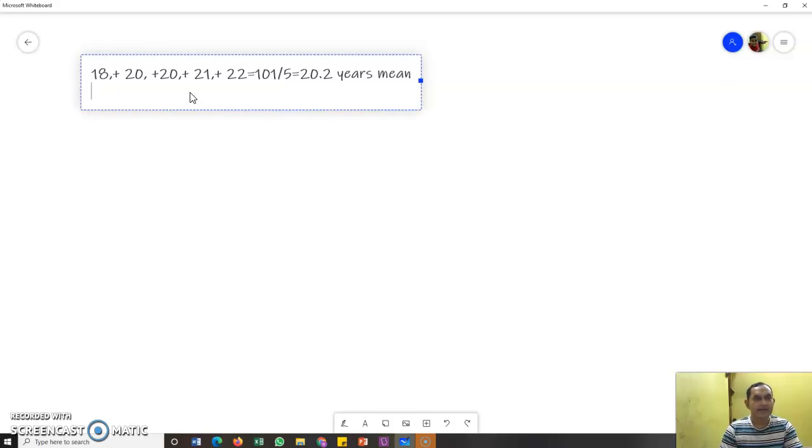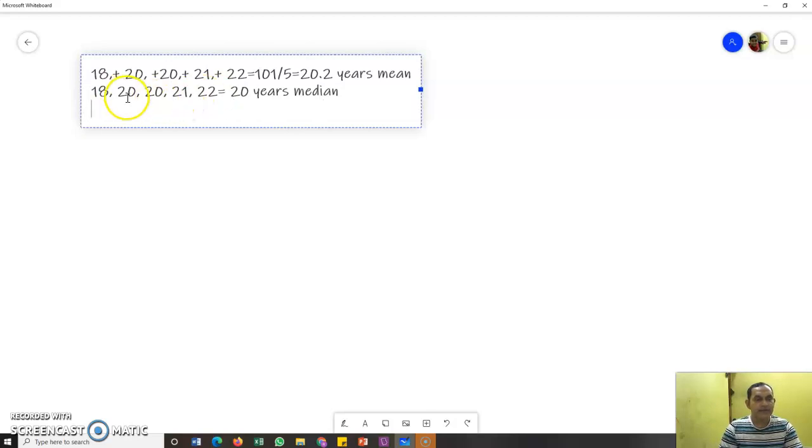So 20.2 years is the mean age of the 5 individuals. How do we find the median? Median is very simple. Median means the middle one. So we arrange it in ascending order. Here the middle figure is 20. So the median age is 20 years. Mode is the simplest to find. Mode is basically the most repeated number. Here we see that 20 has come twice. So the mode is 20 years.